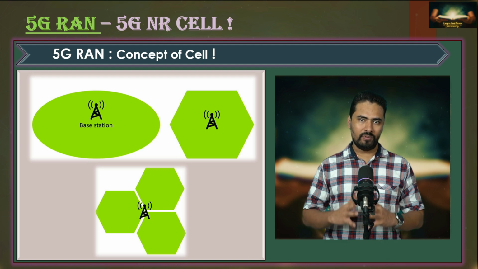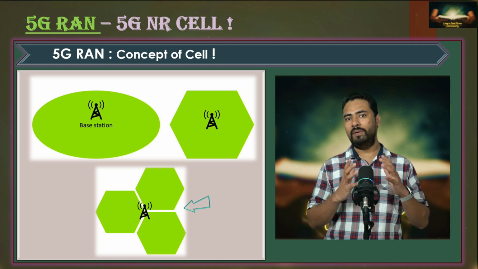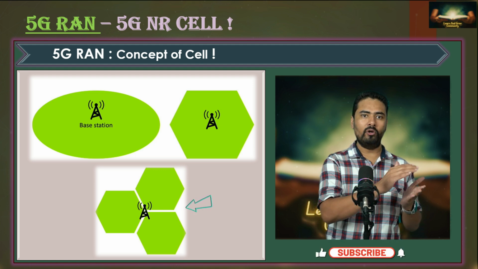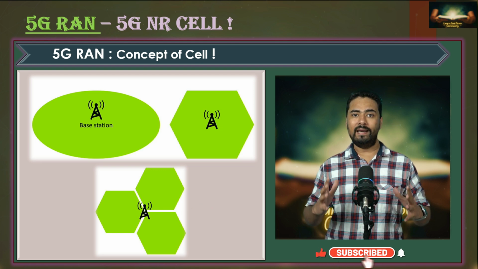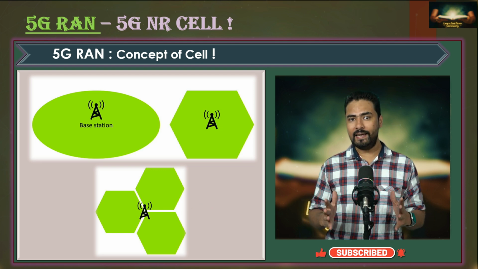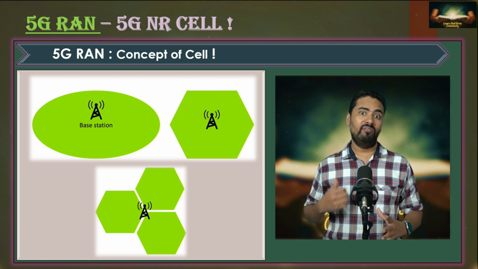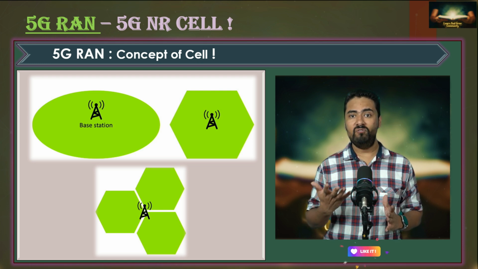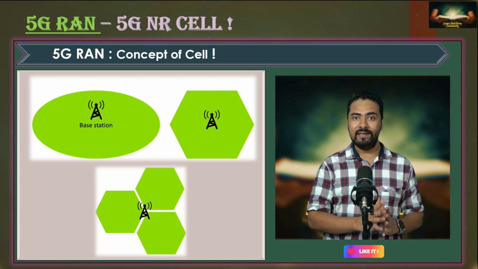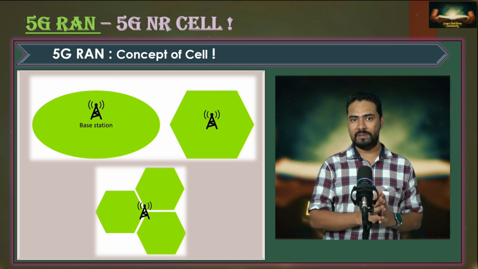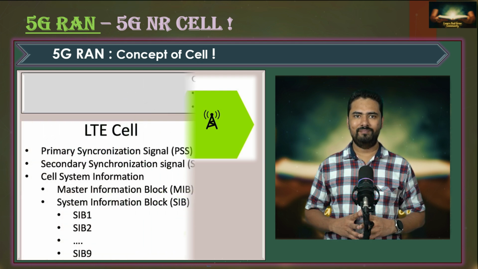In the bottom picture, this is a better representation, where a base station is placed at the corner of the hexagon, and now it has three hexagons. Each hexagon represents an individual cell. In 5G, we have a new concept called beamforming. So the concept of a cell has further evolved for this purpose. We will see that in some time.